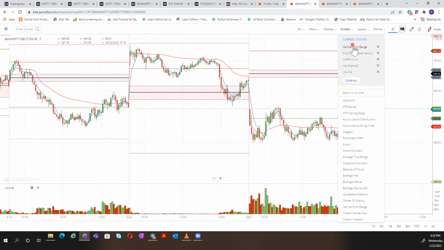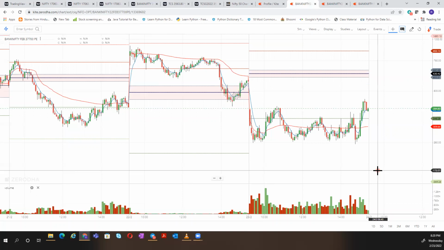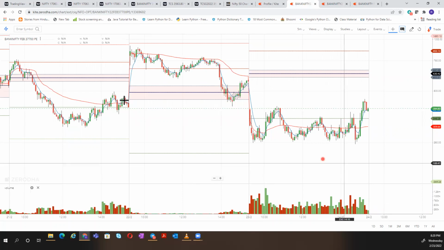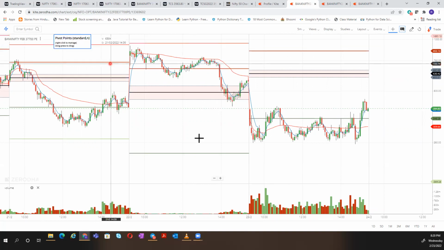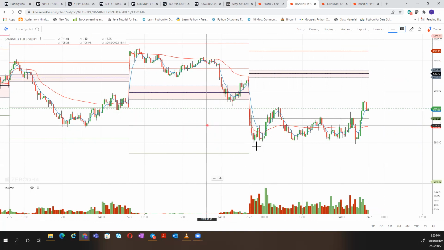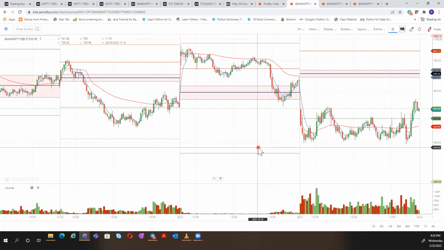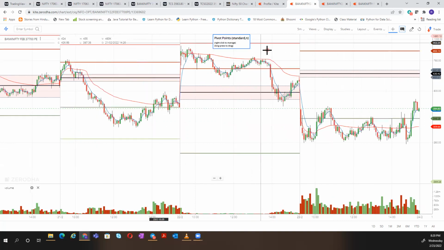Go to studies, add central pivot, pivots. You don't have Camarilla here. Add VWAP, moving average 5 EMA, and volume. So you know which side to trade. This is the February option, 37,700 PE. You know how to trade this just by watching it. It's the same thing on this particular option.